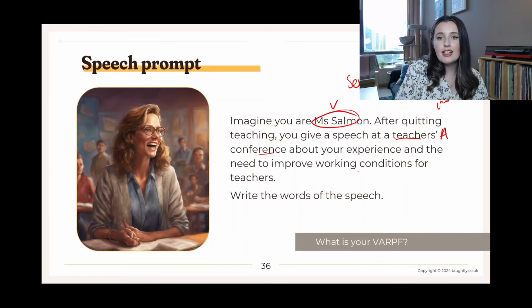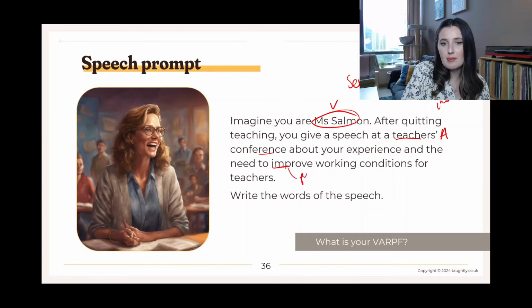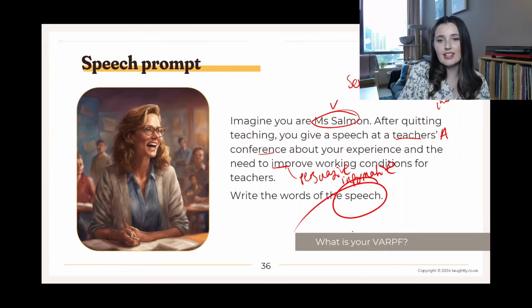The purpose then is to talk about the need to improve working conditions. So it might be persuasive and informative. And what is the format? Well, you are writing a speech.